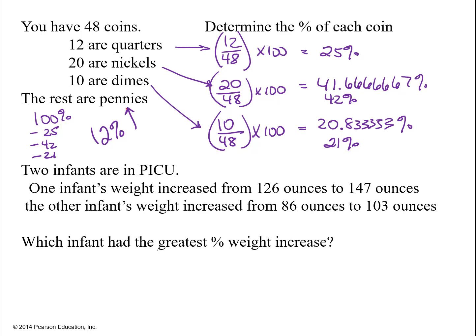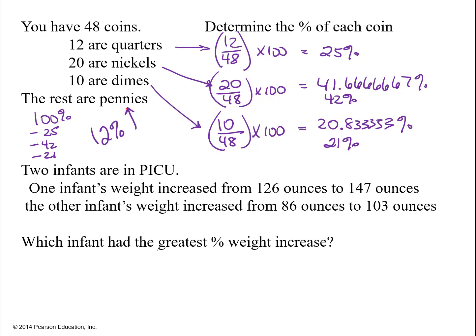So, 2 infants in PICU, which is the perinatal ICU, so they're usually preemies or have some kind of issue. One infant's weight increased from 126 ounces to 147 ounces. The other infant's weight increased from 86 ounces to 103. So when you first look at this, who do you think gained more weight? Just eyeballing it. Okay, so people go, oh, the first one's bigger, so they gain more weight.